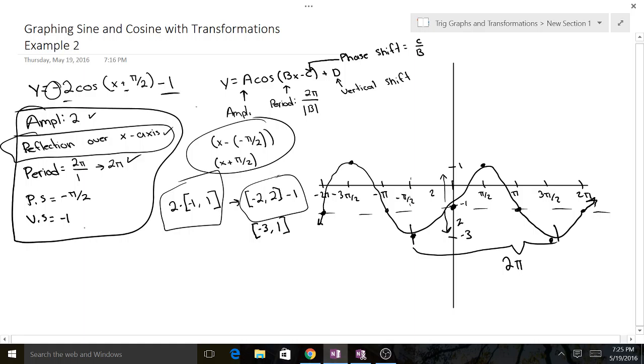Is my phase shift -pi/2? So did I move over -pi/2 and start my graph there? Yes, I did. That's checked off. Is my vertical shift -1? So did I move down 1? I was at 2, -2, and then I moved everything down 1 to get to 1, -3. So check. I did it.